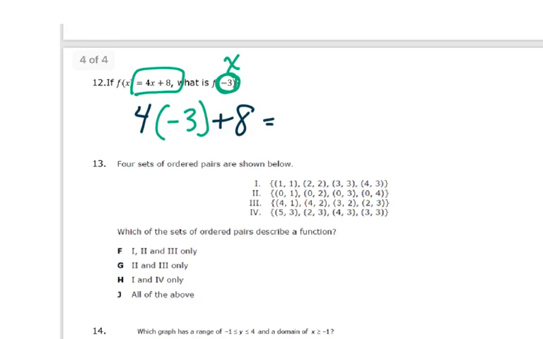13. 4 sets of ordered pairs are shown below. Which of the following ordered pairs describe a function? Ooh, function. That means I'm checking my x's. So in this first one, I check these x's. If they are faithful, meaning they did not repeat, then we're good. It's a function. If they are not faithful, meaning something in the x's did repeat, that is not a function.